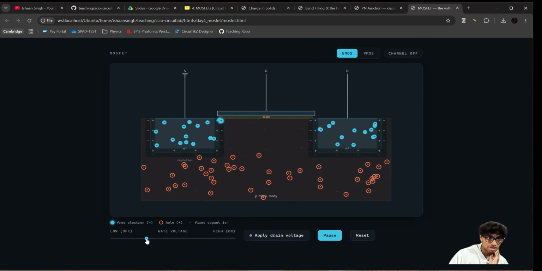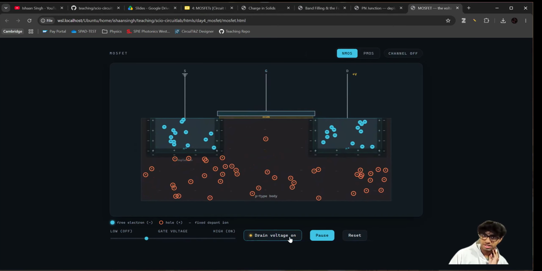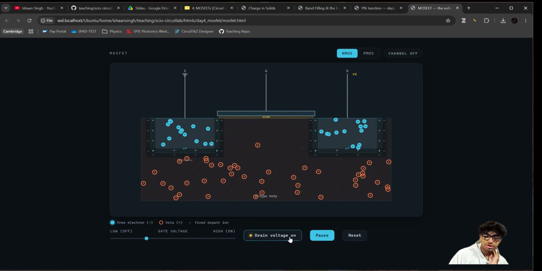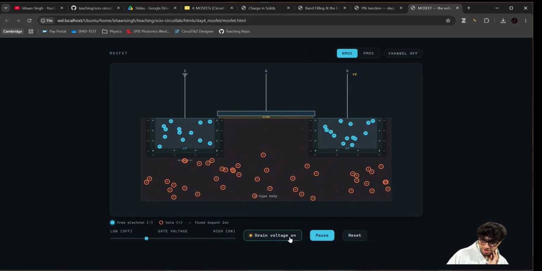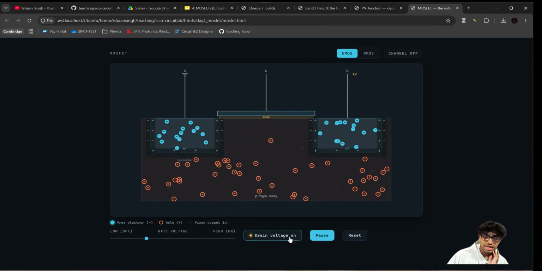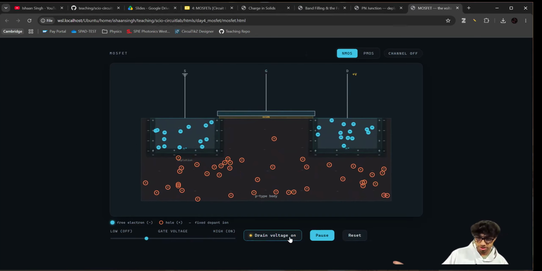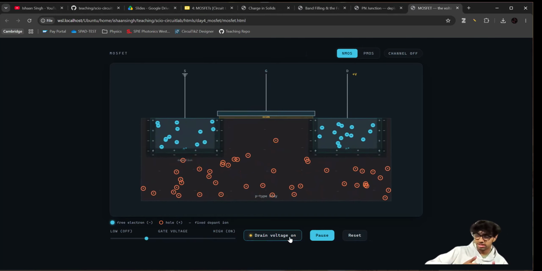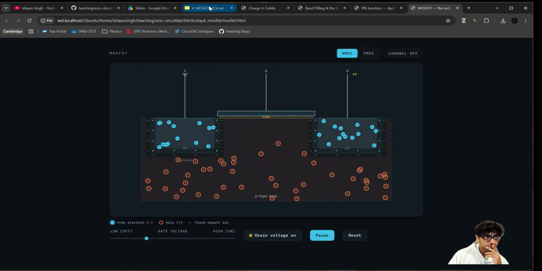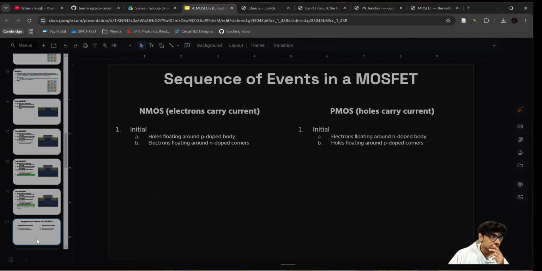If that channel did not exist, and I applied that drain voltage, you can see I'm clicking this button to get it to go, we still don't get current. We need the channel to exist for current to be able to flow. And the gate opens that channel, hence the name gate. It's a gate. If the gate is open, things can get through. If the gate is closed, things cannot get through. And that's exactly the sequence of events here.